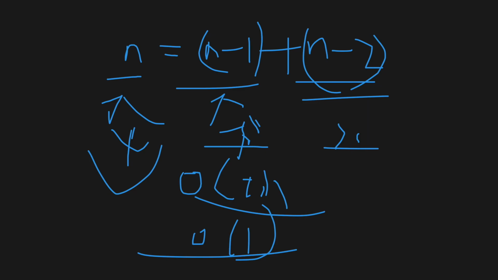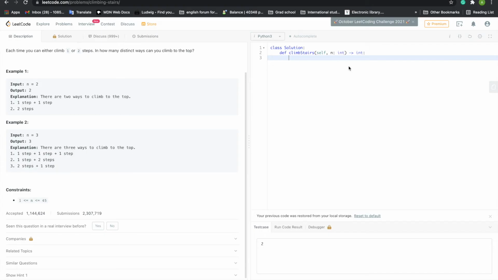So let's code this question. First of all, we should define the base. For example, if n is equal to 1, then we should just return 1. If n is equal to 2, then we should just return 2 because for 2 steps, there are 2 ways to do it. And because there are constraints, like n must be greater than or equal to 1 and less than or equal to 45, we don't have to consider 0 in this case.